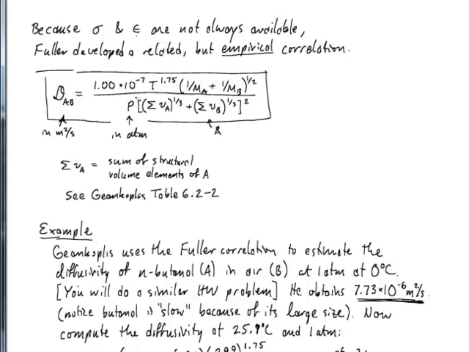Again, this is a correlation, so we have to say what kinds of units we're going to put into these things. Pressure is in atmospheres. These diameters are going to be in angstroms. The masses are going to be in atomic mass units, and the temperature always in Kelvin. And this numerical value sitting in front will give you the diffusivity in meters squared per second.